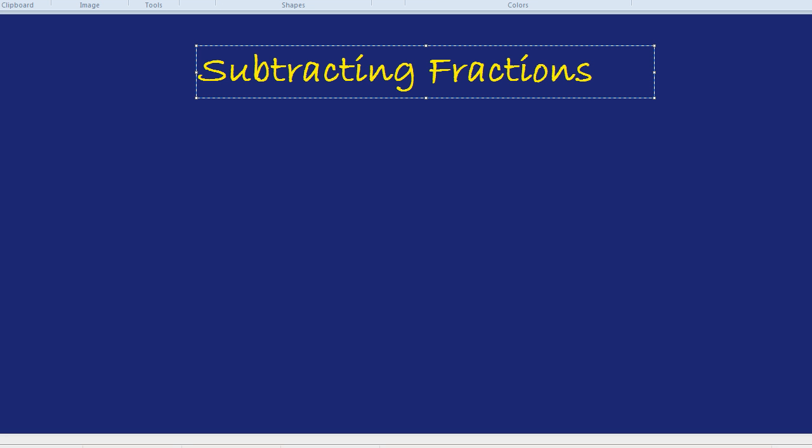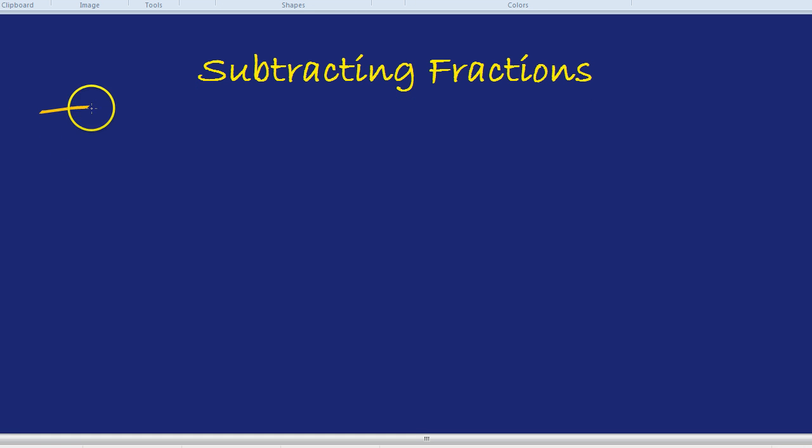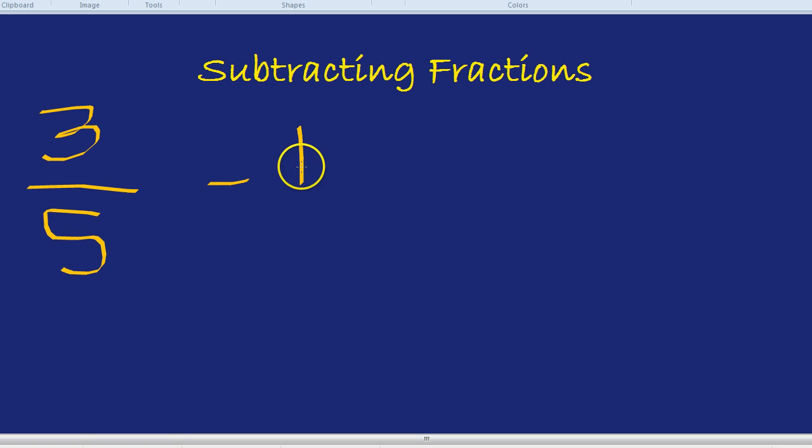If we had a fraction like 3/5 and we need to take away a half, so 3/5, take away a half, how would we do that? Well, this process is exactly the same as adding fractions, except at the end you just take them away.